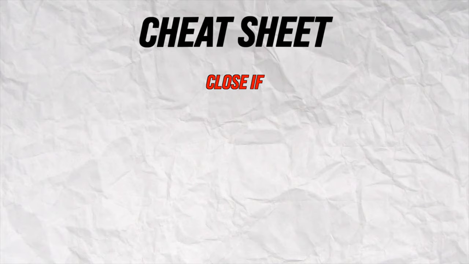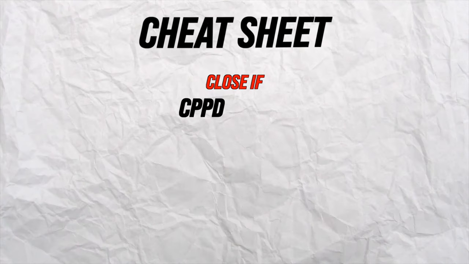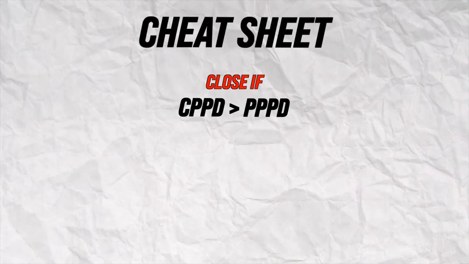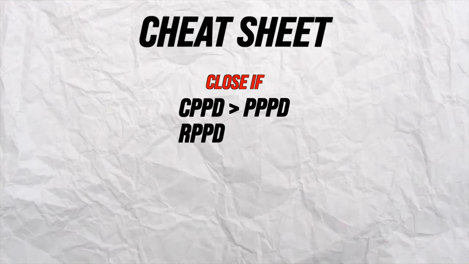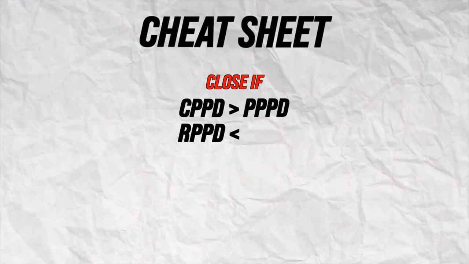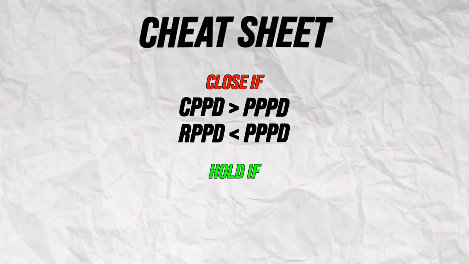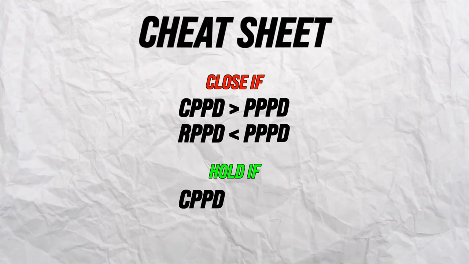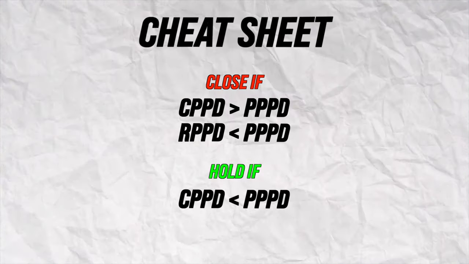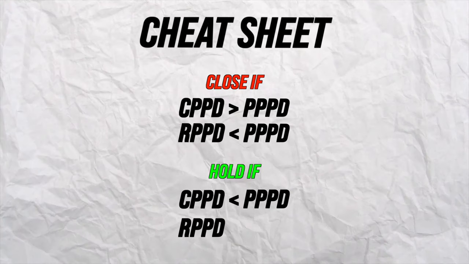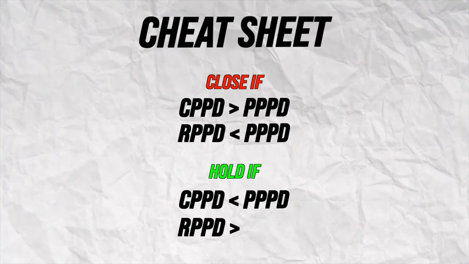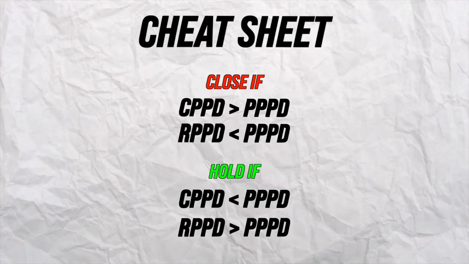You should close the position if the current PPD is bigger than the planned PPD and the remaining PPD is smaller than the planned PPD. You should hold your contract if your current PPD is smaller than the planned PPD and the remaining PPD is bigger than the planned PPD. There's so many P's in there, it's hard.